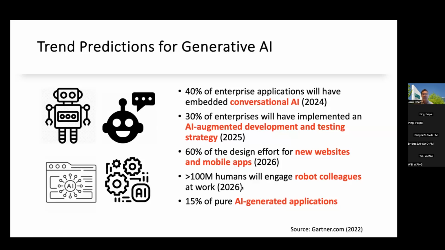More than 100 million humans will engage robot colleagues at work. And the robot colleague doesn't necessarily take the form of a hardware robot. It could be a software agent that serves as an assistant, a physician assistant, or my research assistant in the future may be a robot.